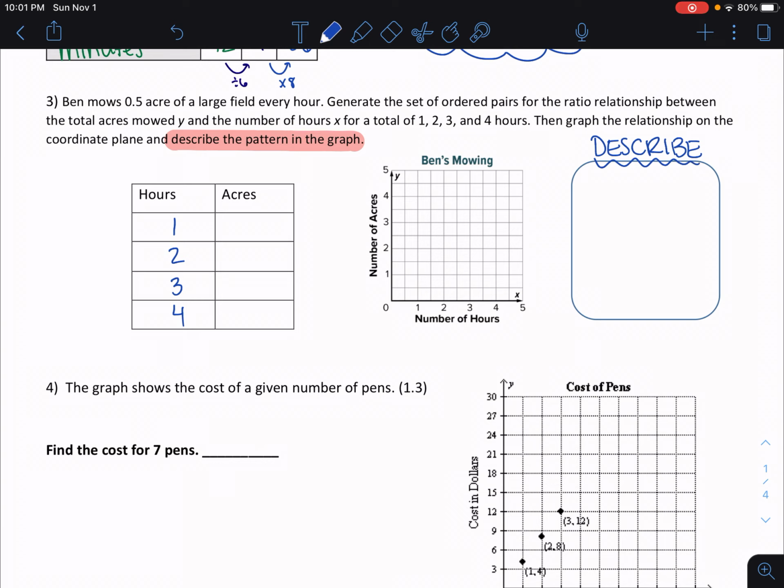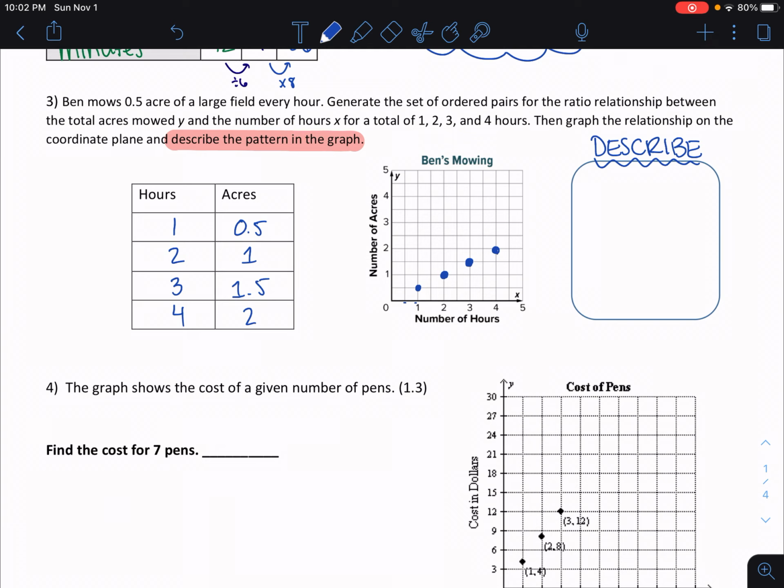So I have 1, 2, 3, and 4 hours. I started with half an acre. Then I'm going to go to an acre. 0.5 plus 0.5 is 1, not 0.1. And then 3 is going to be 1.5 acres. And then 4 is going to be 2 acres. Then I'm going to take these points and put them on the graph. So I'm going to go over to 1 and then up to 0.5. Each hash mark is going to be 0.5. So over 2 up to the 1, over to 3 up to 1.5, and then 4 up 2.